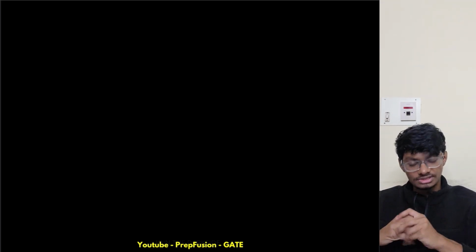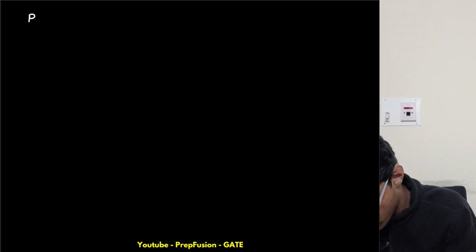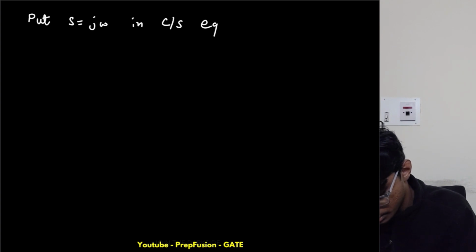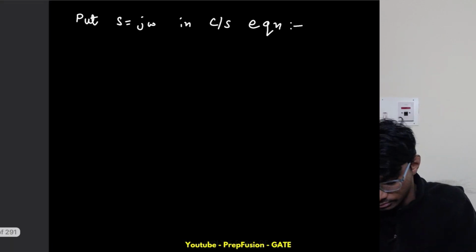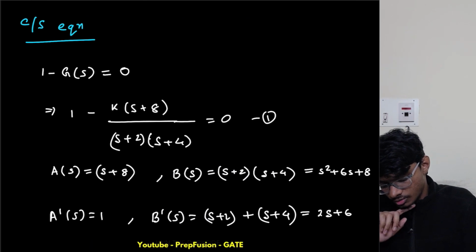But here it will become just a bit tricky. Why? We'll see. We'll put s equals j omega in the characteristic equation. Let me copy the characteristic equation. So this was here, right?